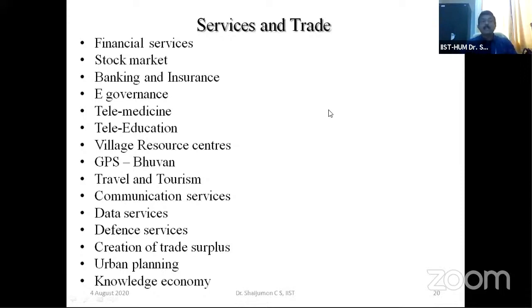Creation of trade surplus in the country. That means enhancing productivity, urban planning, knowledge economy. You would have heard that one week back our new education policy was introduced in the country. In that, the primary aim is to convert our country into a knowledge economy by 2035. In that, space technology has a very big, huge role to play to convert the Indian economy into a knowledge economy. Et cetera, et cetera, many other effects are there.